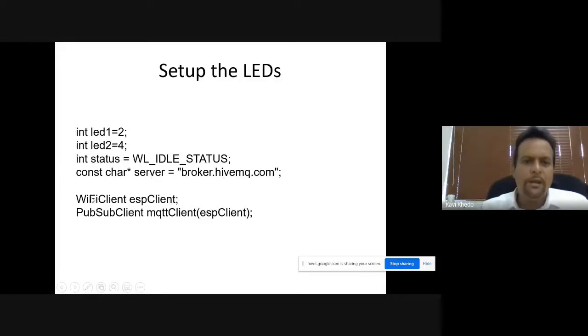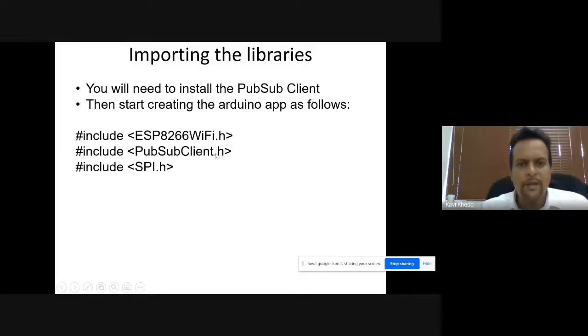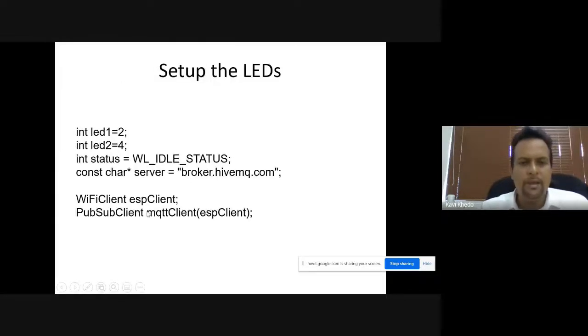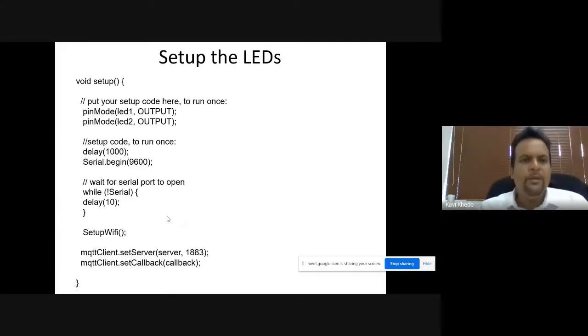Then you create a Wi-Fi client. Then you pass the Wi-Fi client to your PubSub MQTT client. I'm getting it from this PubSubClient.h. It is already there, so you don't have to worry. Through an API, you're already getting it. PubSubClient, MQTT client, you pass this Wi-Fi connection to this MQTT client. Then this is the setup part. You're already familiar with this part.